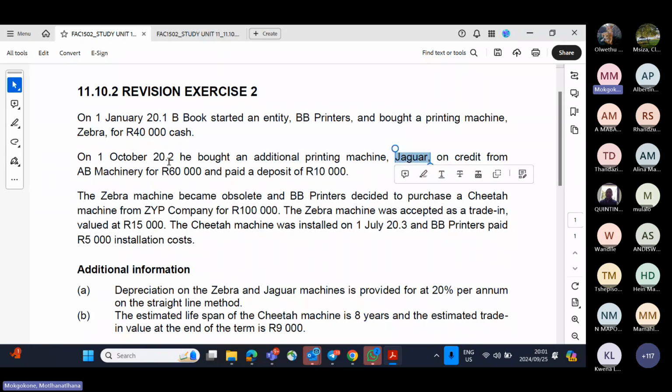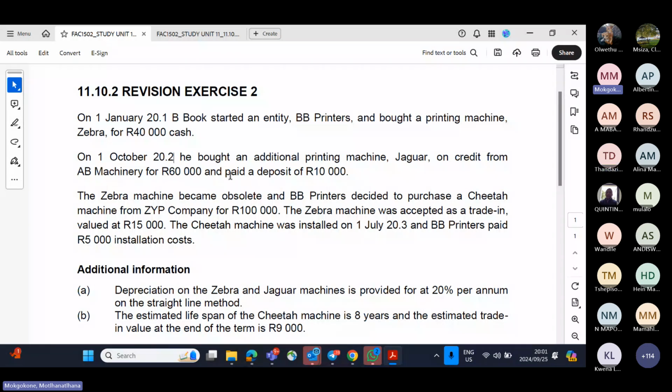Remember, this machine was bought when? 1st of October 20.2, we said 60,000 times 20% times 3 over 12, but it was from previous year. Then it was never sold. During the current financial period, we said 60,000 times 20%. How much is 60,000 times 20%? 12,000.